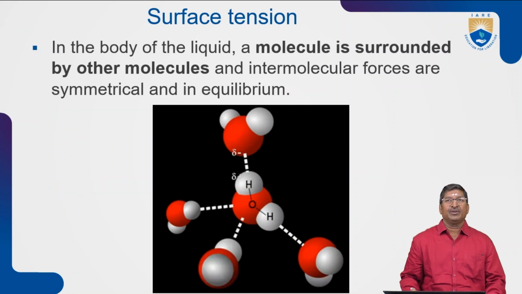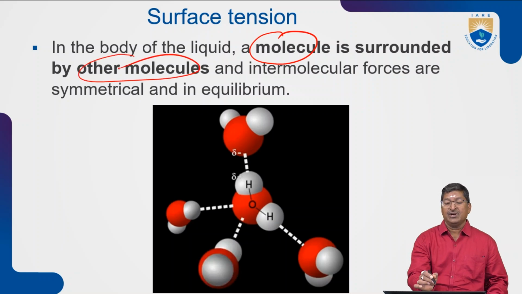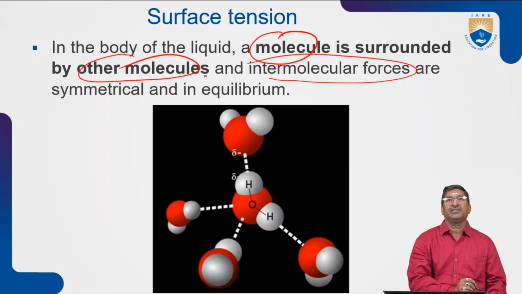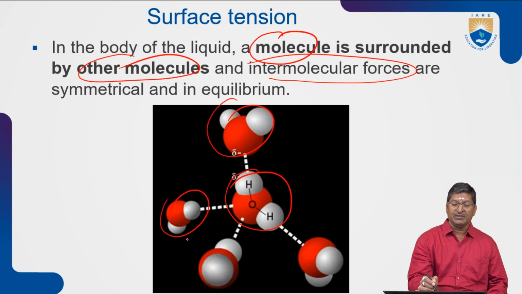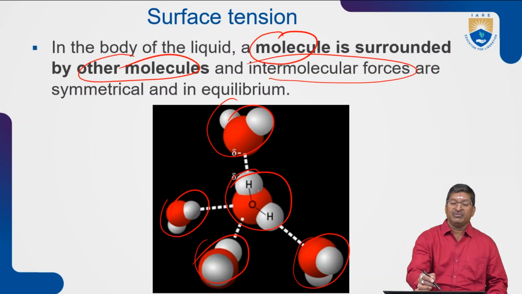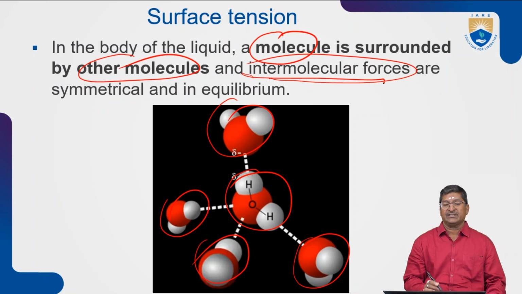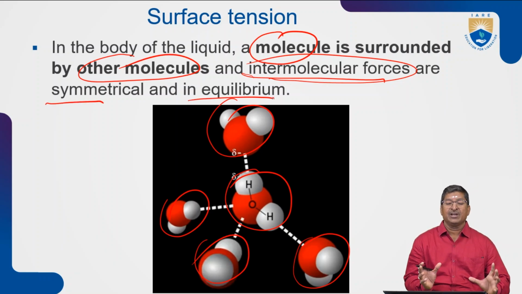In the body of the liquid, a molecule is surrounded by other molecules. Here, one molecule is surrounded by the other molecules, and the intermolecular forces are symmetrical and in equilibrium. You can see here, this is one molecule, this is another molecule, and another, and another. Like this, there will be an attraction between the molecules, which is called intermolecular forces. Because of these intermolecular forces, it is symmetrical and in equilibrium. That's why the droplet is in a spherical shape.